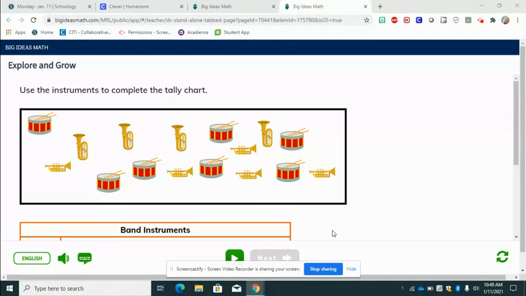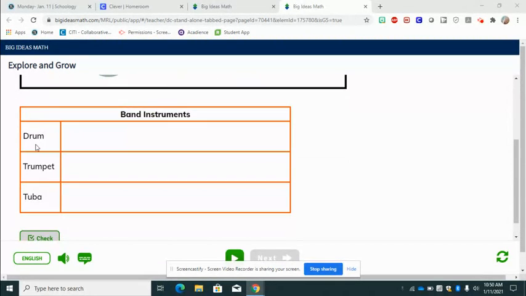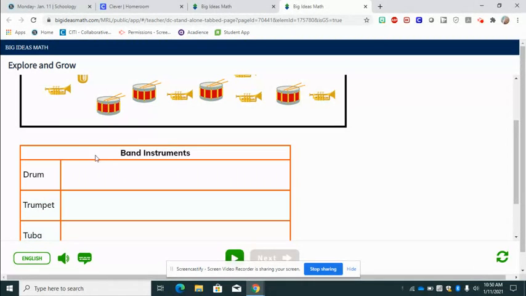If you want to follow along in your math books, you can turn to page 637, and we're going to start with our Explore and Grow activity. So we're going to use the instruments to complete the tally chart. So we're going to look at the instruments. They are drum, trumpet, and tuba. So we're just going to drag the pictures beside the right word.